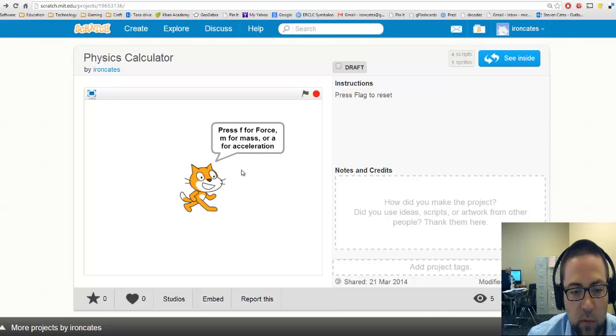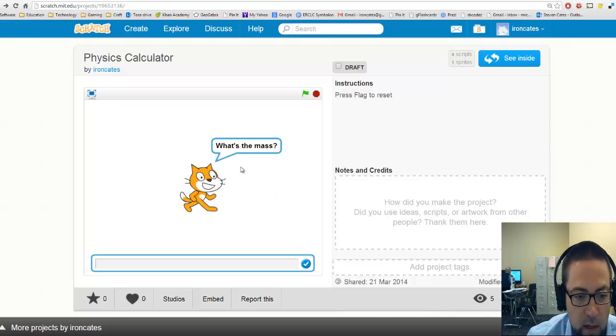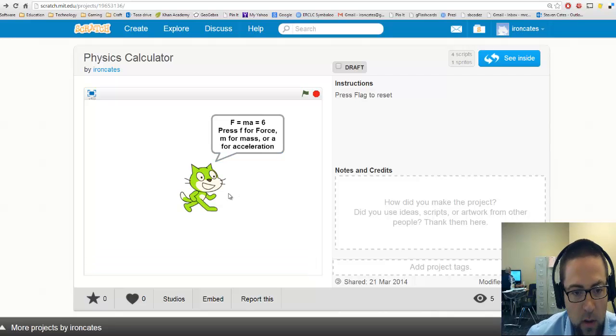Like if I want to solve for the force, I press F, reset. And then it asks what's the mass, so let's say 3. And what's the acceleration, let's say 2. And then it gives you the force value is mass times the acceleration, which is 2 times 3, right? 2 times 3 is 6.